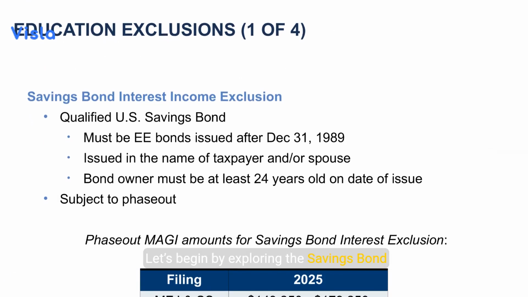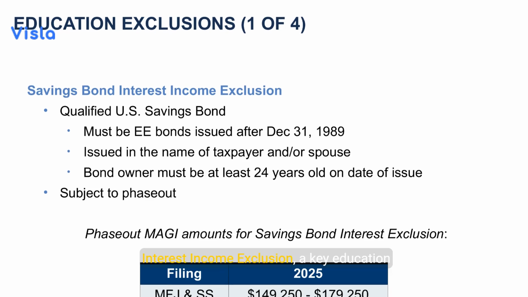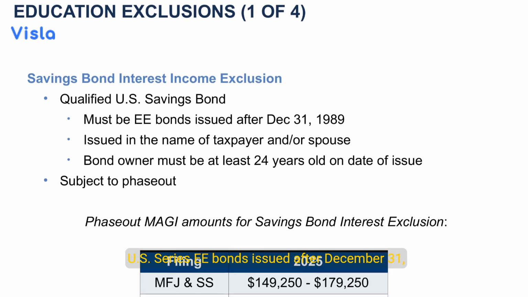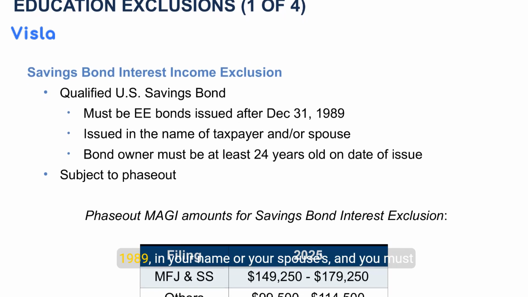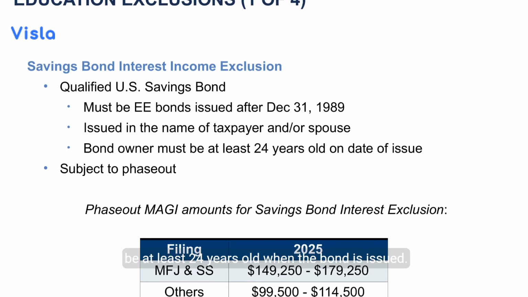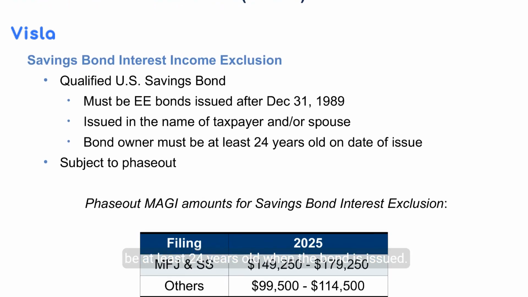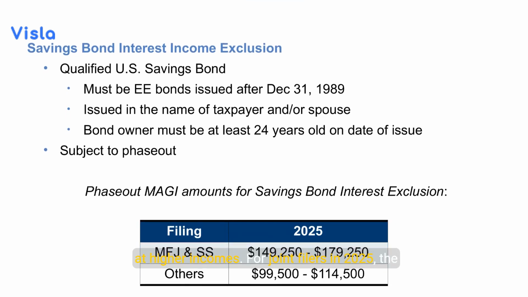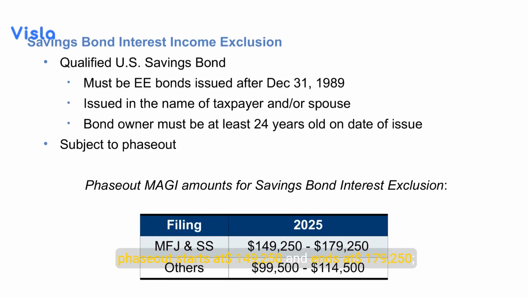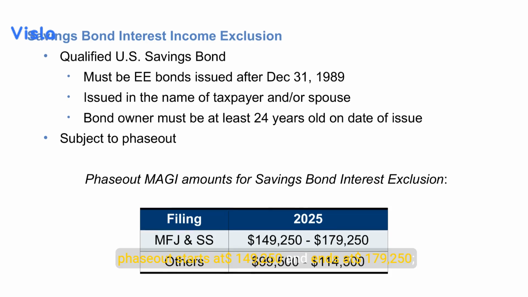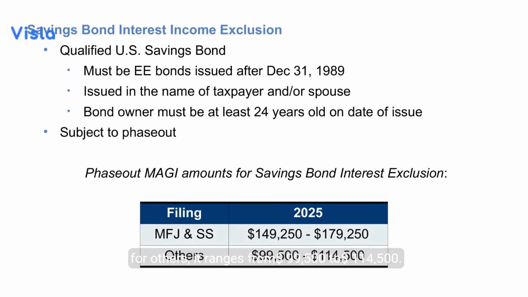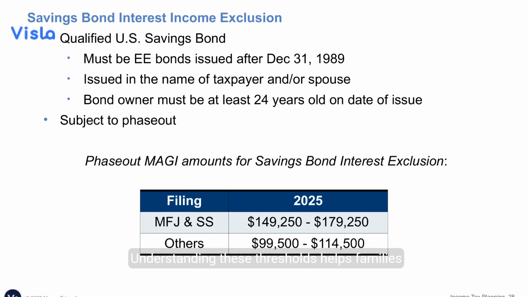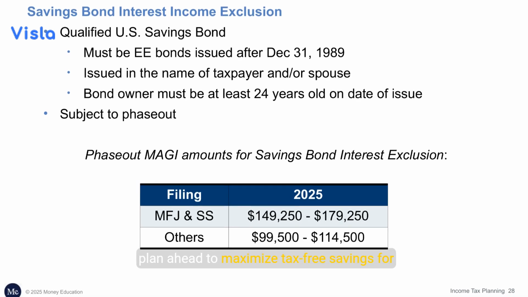Let's begin by exploring the savings bond interest income exclusion, a key education exclusion for taxpayers. To qualify, you'll need U.S. Series E bonds issued after December 31st, 1989 in your name or your spouse's, and you must be at least 24 years old when the bond is issued. But here's the catch. This exclusion phases out at higher incomes. For joint filers in 2025, the phase-out starts at $149,250 and ends at $179,000. For others, it ranges from $99,000 to $104,500. Understanding these thresholds helps families plan ahead to maximize tax-free savings for education.